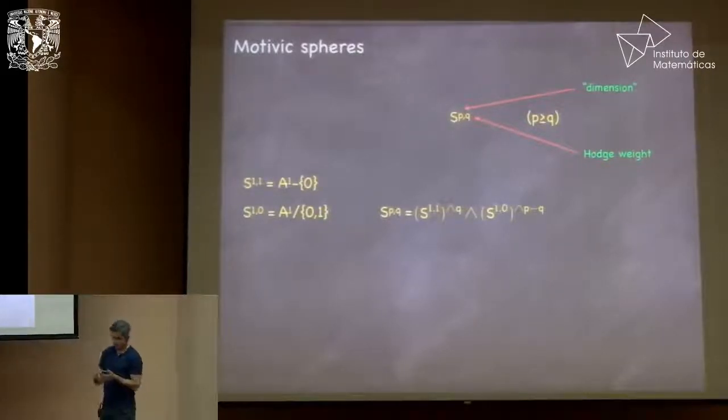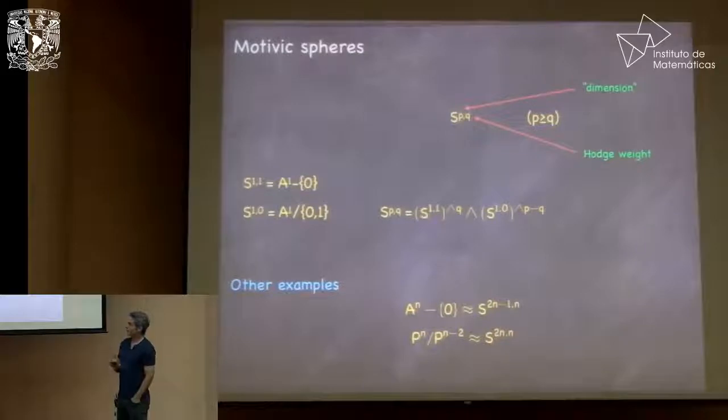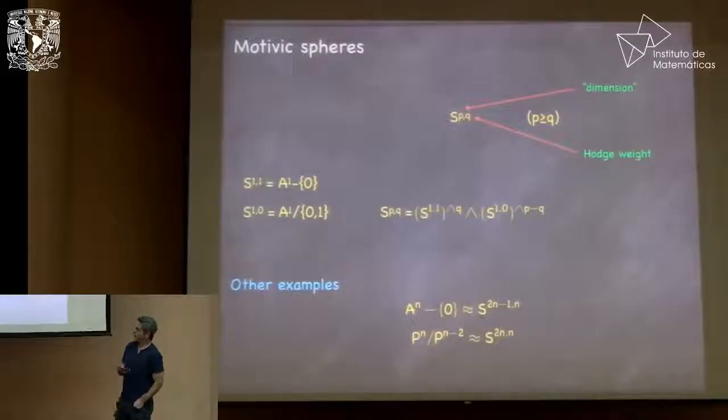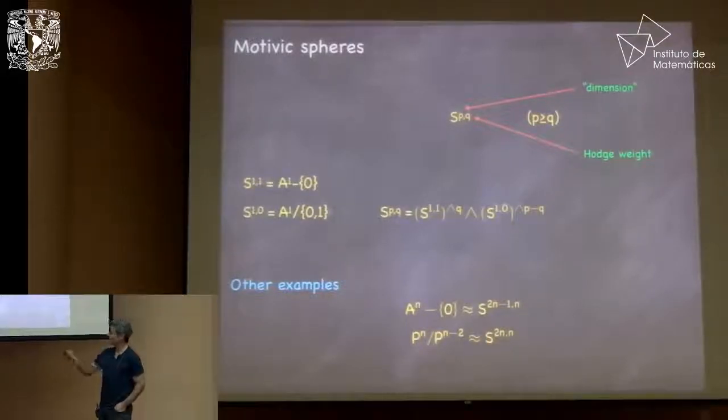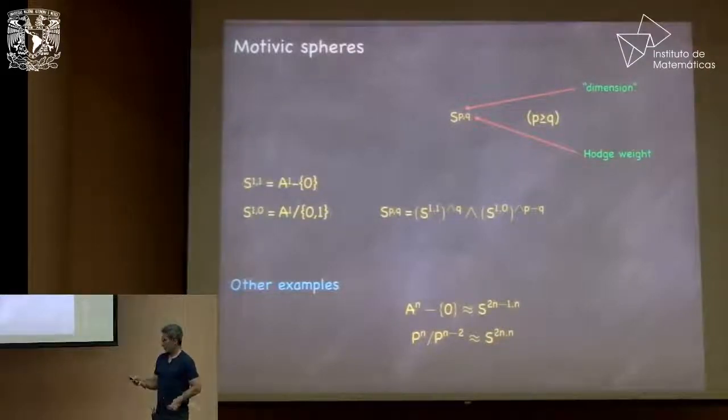And using some standard methods, you can build other spheres out of those. So affine n space minus the origin is 2n minus 1 dimensional and has Hodge weight n. And projective n space, that's supposed to be P^n minus 1, has dimension 2n and Hodge weight n.